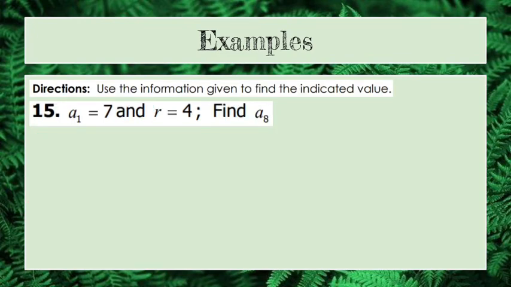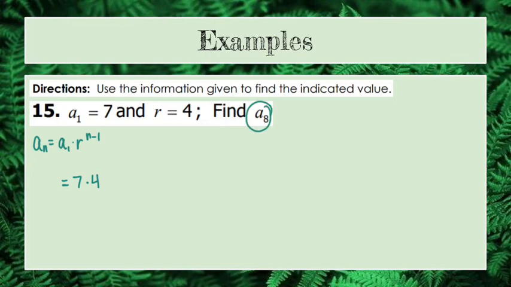Now the next few problems are slightly different. The directions now say to use the information given to find the indicated value. So the first thing that we want to do is recall our formula, because we are going to use it and fill in everything we do know to solve for what we don't know. So right now, we know that A1 equals 7. So I'm going to put 7 where A1 goes. We also know that R equals 4. So we're going to put our 4 here.